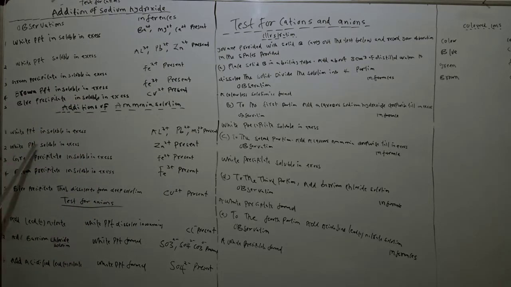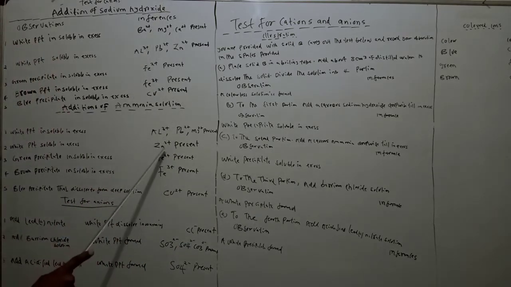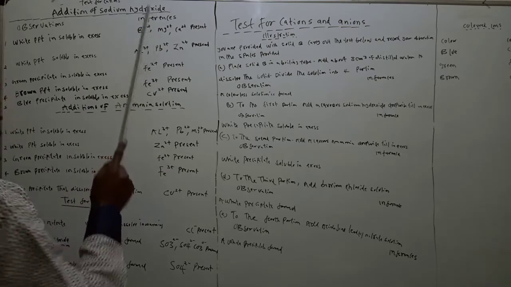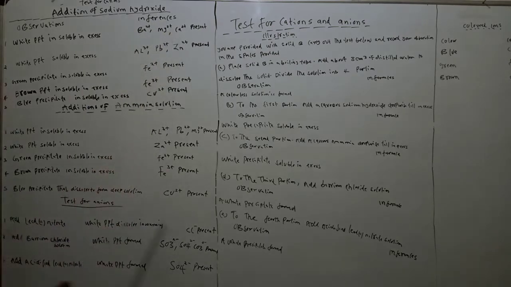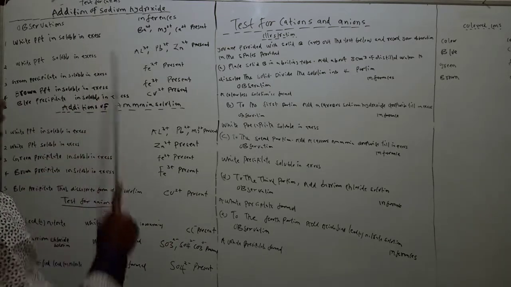Number 2, white precipitate soluble in excess. If we are using ammonia solution and you find a white precipitate soluble in excess, that is only zinc. Remember, with sodium hydroxide it was 3: aluminium, lead, and zinc. But for ammonia, only zinc is soluble in excess. A green precipitate insoluble in excess is just the same, iron 2 ion. The same with a brown precipitate, that is iron 3. And the blue precipitate that dissolves to form a deep blue solution is copper 2 ion present. That is sodium hydroxide and ammonia solution.